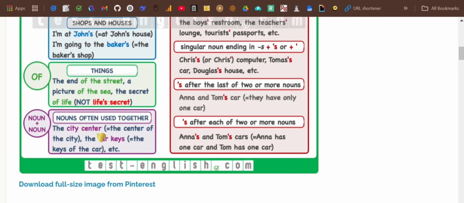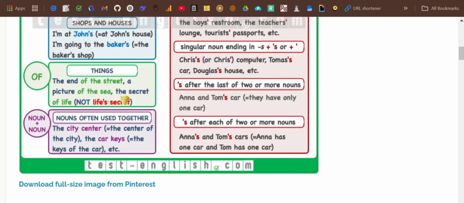The city center means the center of the city. Instead of I'm at the center of the city, normally we would say the city center. How about country center? Cannot. Country center? I never even heard that. I would say the center of the country. It's more like things over here. You cannot do that in any case. For example, the end of the street: you cannot just say end street or street end.